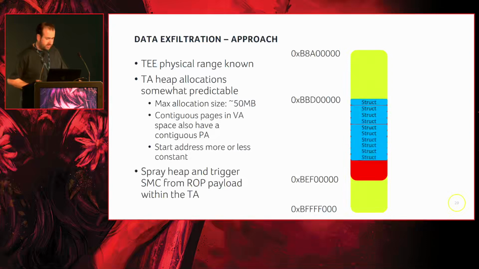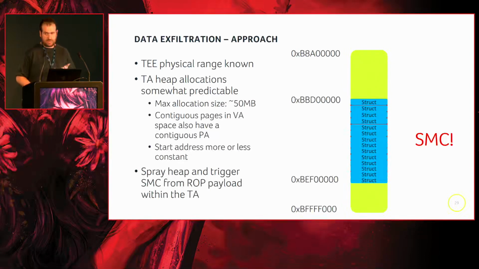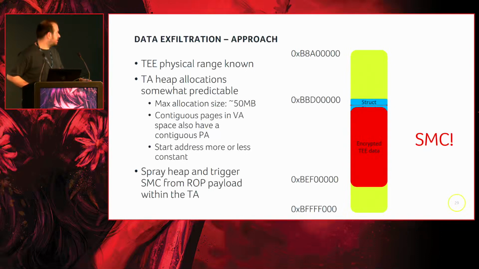And then we'll start filling this space on the heap with a lot of copies of the structure, and all these copies will set a destination address somewhere close to BBD00000, because we know that destination address belongs to the TA, and the source address to other memory areas that are outside the TA memory space. Then we issue the SMC, and then this whole buffer that we allocated will be overwritten with encrypted, extracted TEE data that we can decrypt offline.